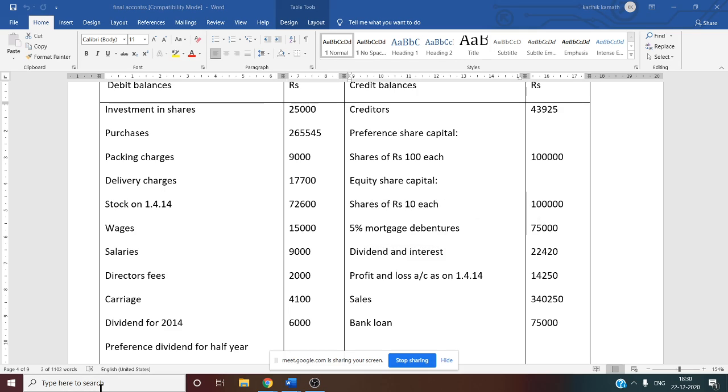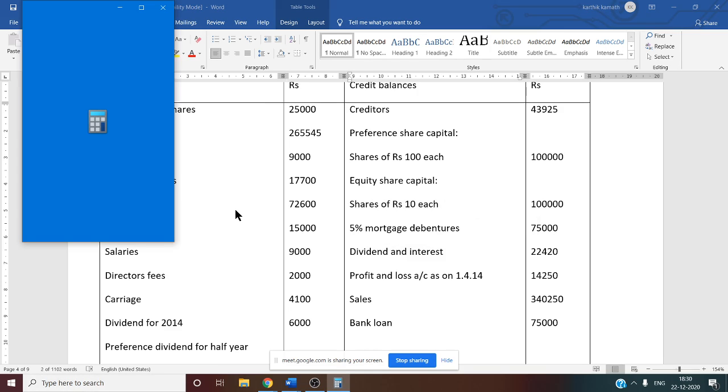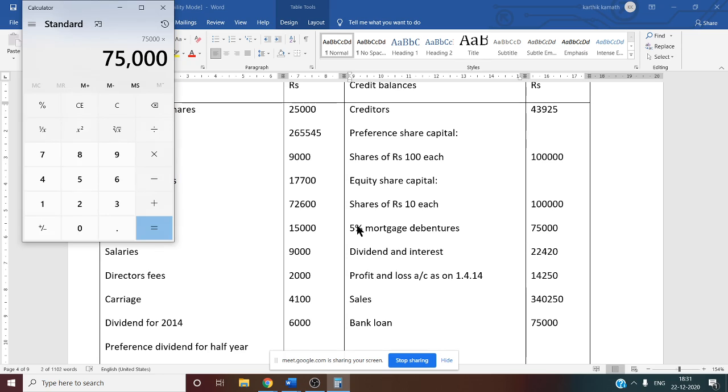See this, now we'll calculate. I'll open the calculator. 75,000 into the class of debenture. Here they have given 5%. Whether it is 5% or 15%, we have to check now. Into 5% we'll do. So we'll get 3,750. 3,750 into, we want 6 months interest, so 6 by 12. If you do 6 by 12, you will get 1,875. So it is 5% mortgage debenture.